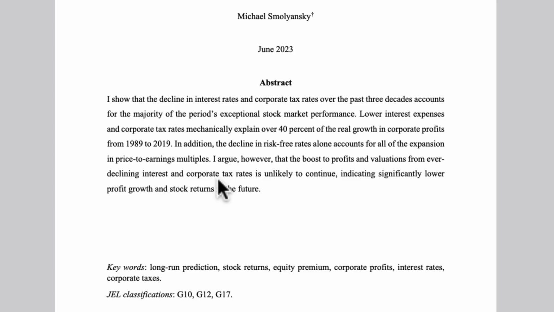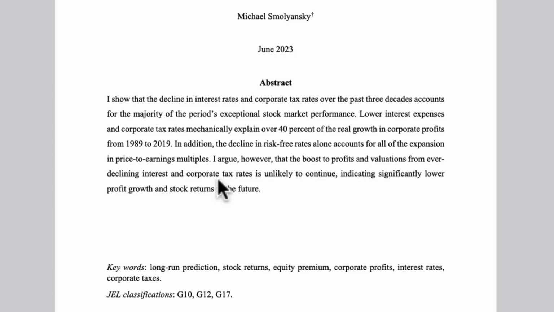So I'll read the abstract here. I show that the decline in interest rates and corporate tax rates over the past 3 decades accounts for the majority of the period's exceptional stock market performance. Lower interest expenses and corporate tax rates mechanically explain over 40% of the real growth in corporate profits from '89 to 2019.